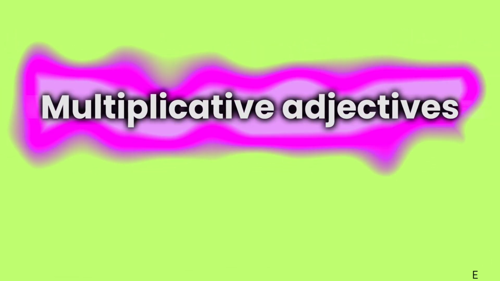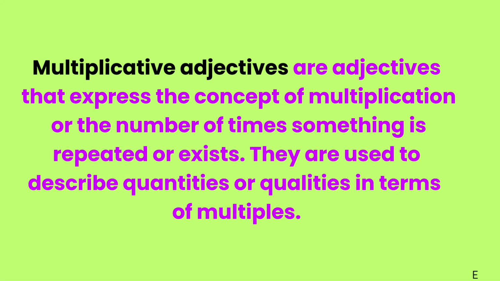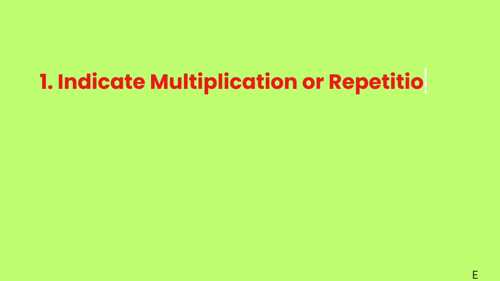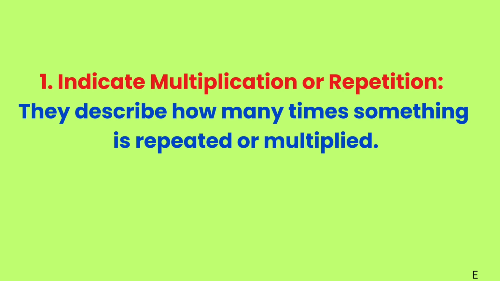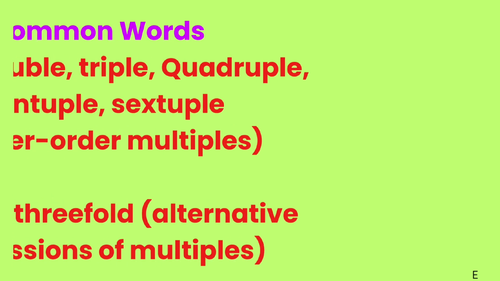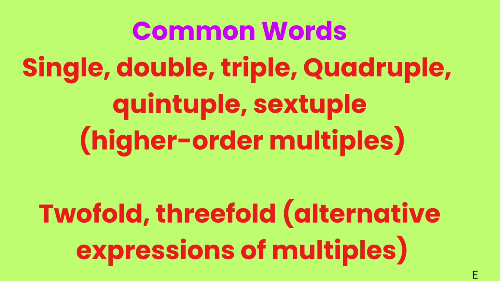Multiplicative adjectives are adjectives that express the concept of multiplication or the number of times something is repeated or exists. They are used to describe quantities or qualities in terms of multiples. Characteristics of multiplicative adjectives. 1. Indicate multiplication or repetition. They describe how many times something is repeated or multiplied. Common words: single, double, triple, quadruple, quintuple, sextuple, higher order multiples. Twofold, threefold, alternative expressions of multiples.